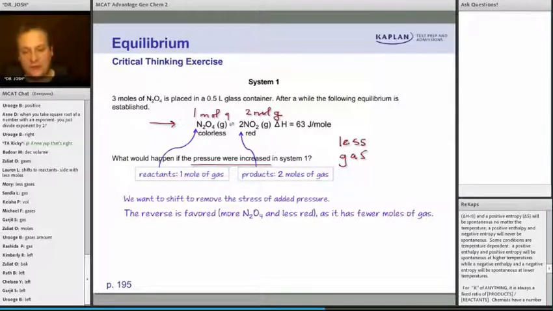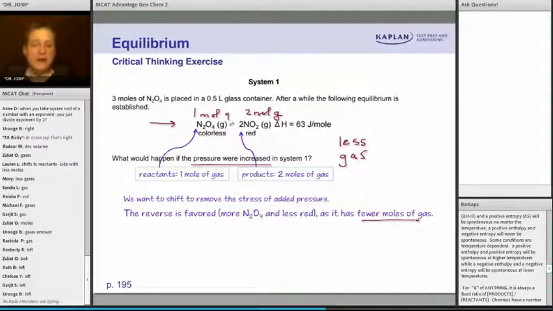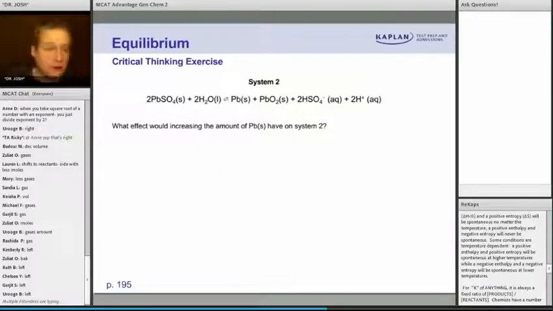We've got to shift over to the left. So it becomes more colorless. It becomes less red as there are fewer moles of gas on the left. Not too shabby. And that's our first system. Rock and roll. Win-win. Now, system 2.